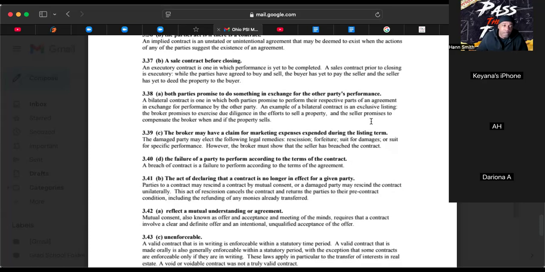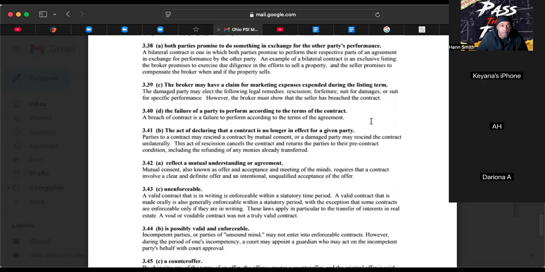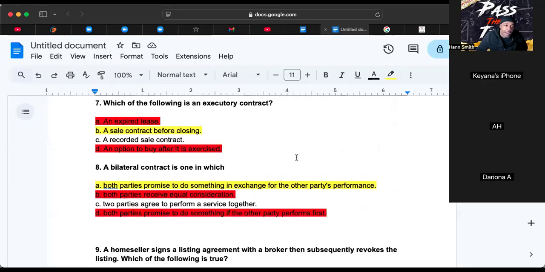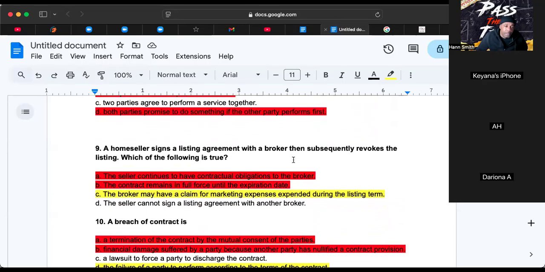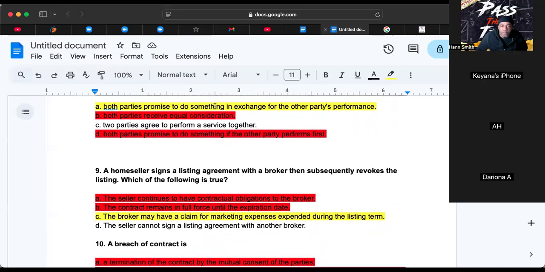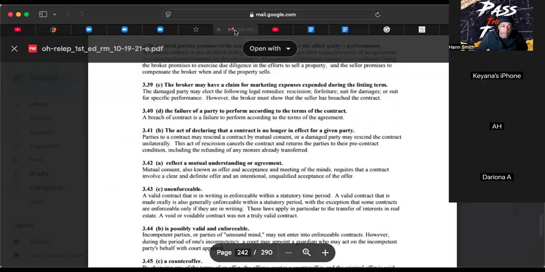All right. Number 8, it says both parties promise to do something in exchange for the other party's performance. We said both parties promise to do something in exchange for the other party's performance. That's right. We got it right.